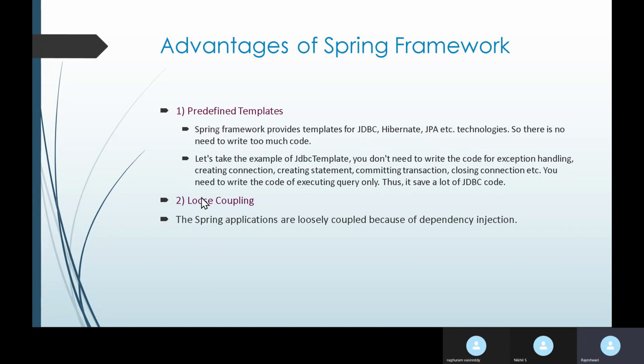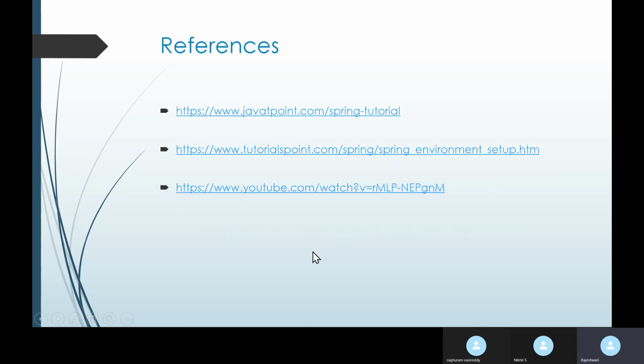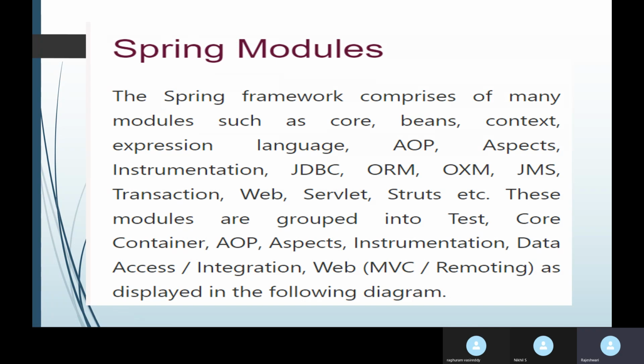Loose coupling is achieved using the Spring framework, and the Spring applications are loosely coupled because of dependency injection. That's fine. These are some references. Okay, we will understand different modules, different parts here. Spring AOP, Spring Aspects, JDBC is there, ORM is there, JMS is there, and web development is there, and Spring Core Container is there.